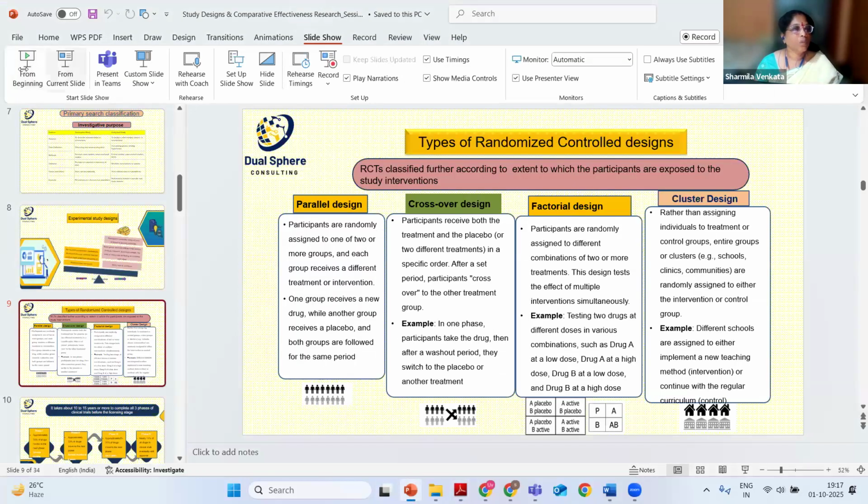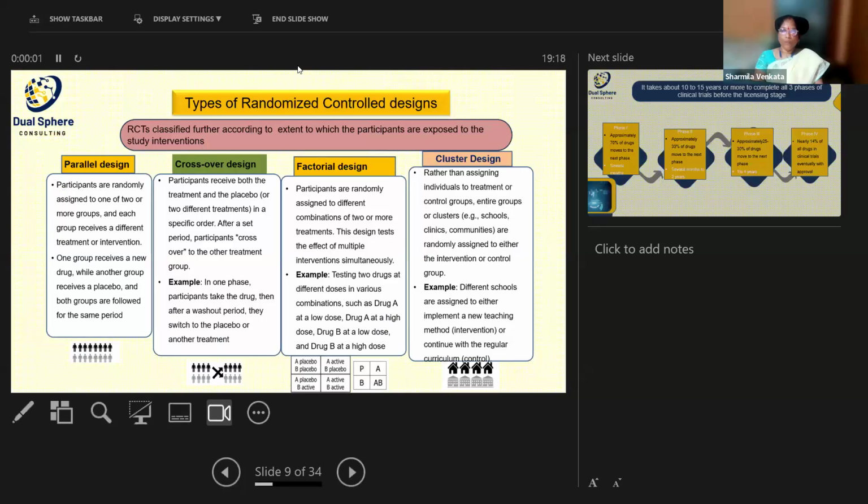Then comes the crossover design. Here participants receive both treatments one after the other, with a washout period in between. I'll show the references once everything is over. The example here is patients first get drug A, then switch to placebo. This reduces variability because each person serves as their own control.